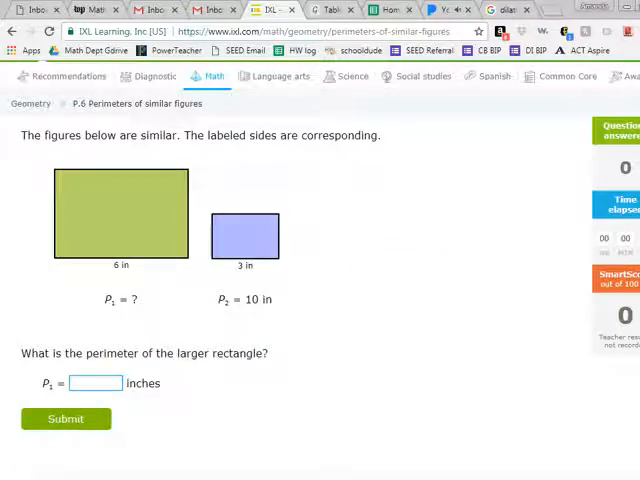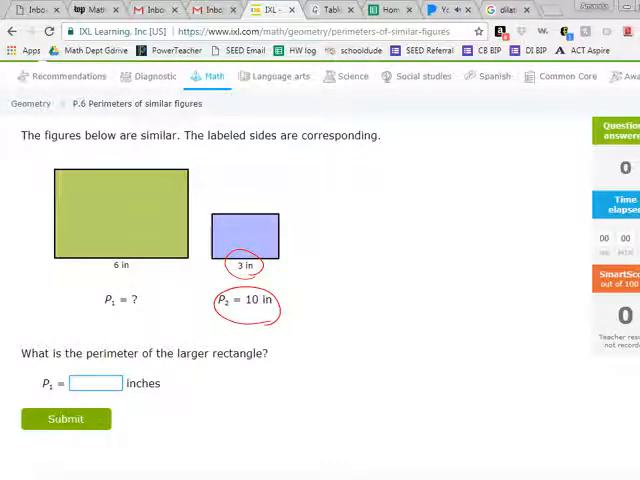Alright, now we're in P6. I'm going to do a couple in P6 just so we get the hang of this. Now, it wants us to compare the length of a side to its perimeter. Now, if we recall from perimeter, perimeter is just the sum of the lengths of all of the sides added together.